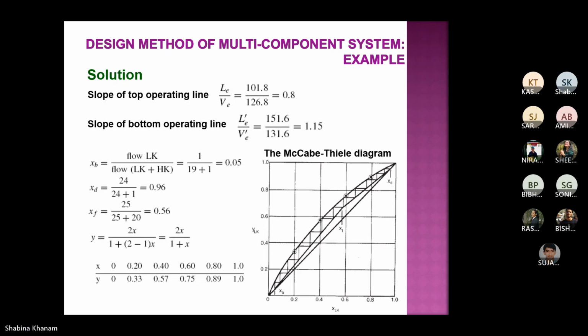So in this way, you can find out the number of trays for a multi-component system using the Hengstebeck method, and that is basically based on a graphical approach, because the final number of trays you are finding by making steps in this graph only. So the Hengstebeck method is based on this graphical approach.